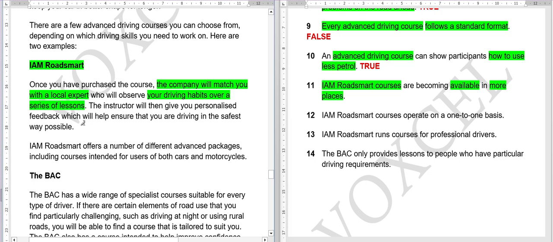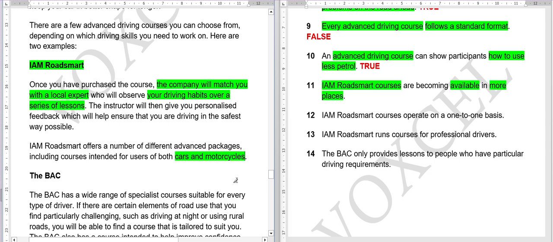The instructor will then give you personalized feedback which will help you ensure that you are driving in the safest way possible. Because of that feedback, you can iron out your weaknesses. You can tweak your driving habits or driving dynamics so that you can become a safe driver, even a safer driver. I am Road Smart offers a number of different advanced packages, including courses intended for users of both cars and motorcycles. So they are offering packages for both cars and motorcycles.